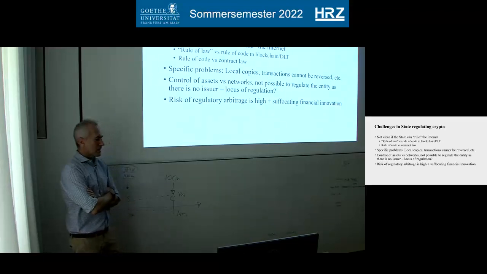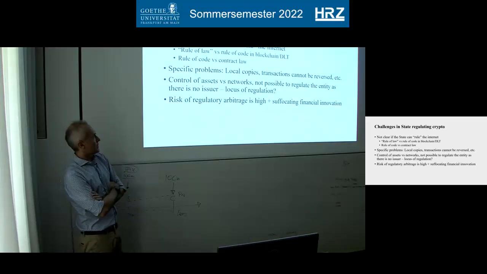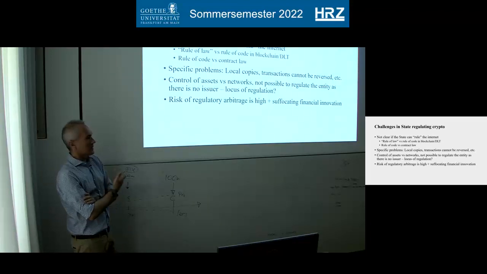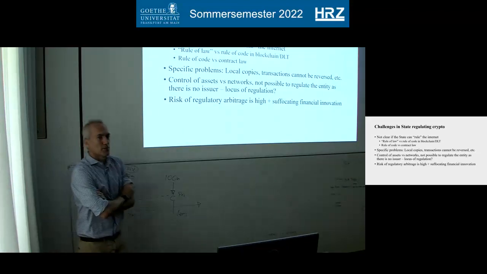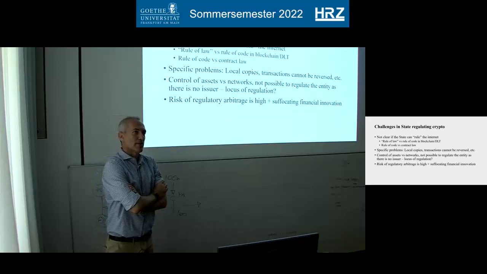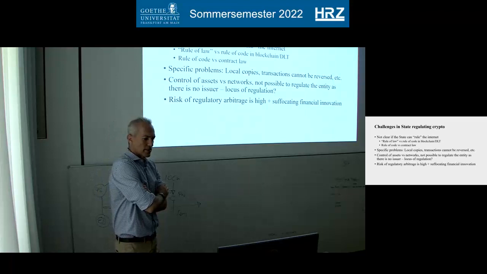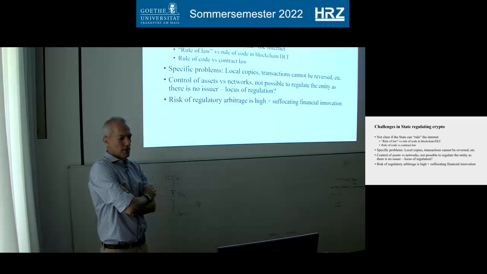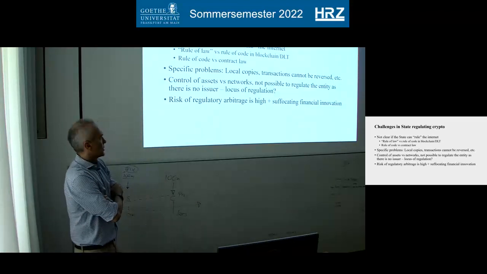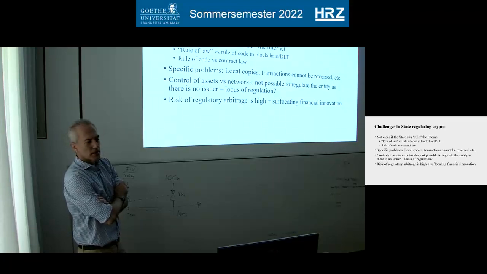Also, there are other specific problems associated with blockchain that make state intervention difficult. One is that, remember, the blockchain can also have local copies. The beauty of the blockchain is that it's public, so everybody can see it, and everybody can also make local copies of it. So if there is something illegal or illicit happening on that blockchain, that needs to be corrected.